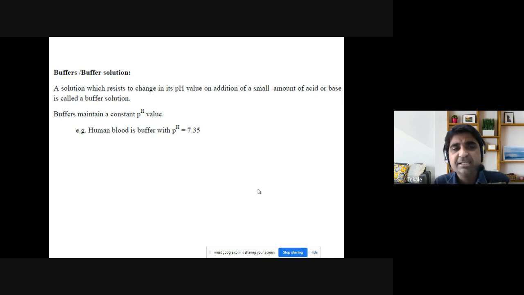So buffer is nothing but a solution which resists change in its pH value. Okay, buffer is a solution which resists change in its pH value on addition of a small amount of acid or base in the solution.